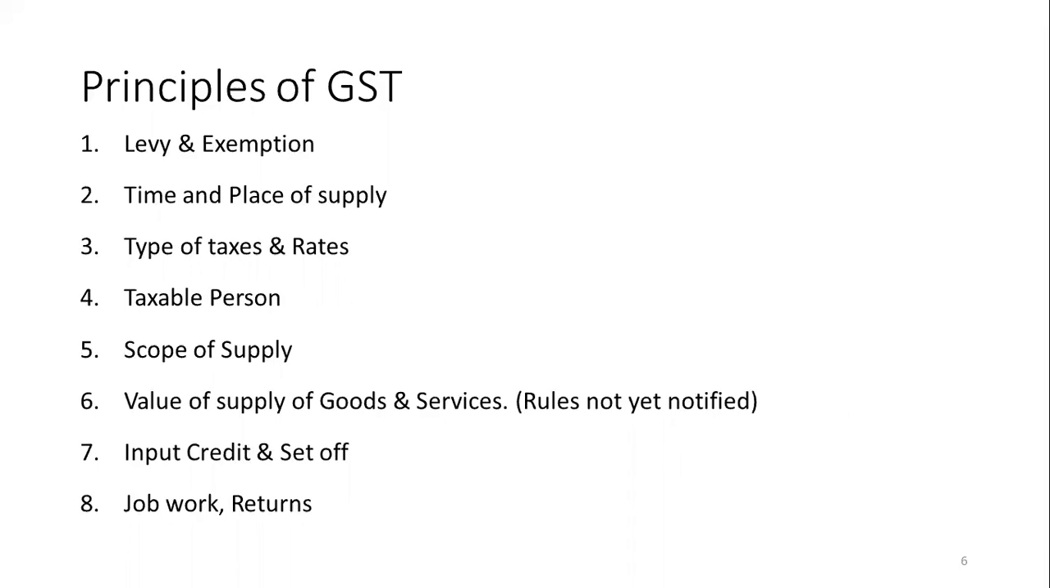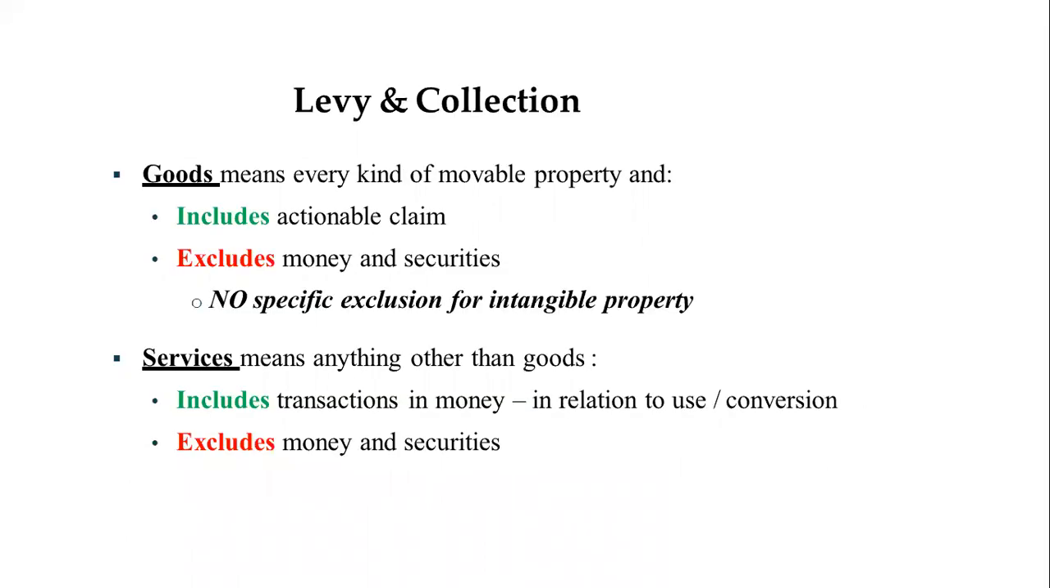Now, these are the principles of GST: levy and exemption, the time and place of supply, the taxable person, the scope, the value of the product, the input credit, and the filing of returns. So let's start one by one. What is a levy? The levy first starts with goods. Goods means every kind of movable property, including actionable claim, excluding money and securities, with no specific exclusion for intangible property. Services means anything other than goods, including transactions in money in relation to currency conversion, and it also includes money and securities.